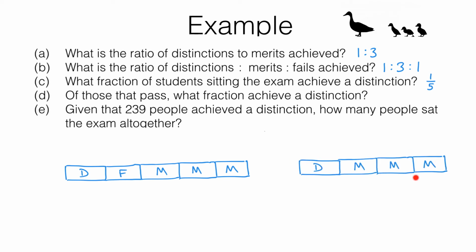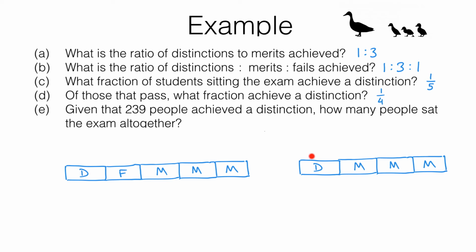What I've got here is the same diagram as I had before, but without the failures. So I'm only looking at the people that passed. And out of the ones that passed, what fraction got a distinction? Well, I've now got 4 equal parts, and only one of those parts represents people who got distinctions. So the fraction of those that passed that achieved a distinction is 1/4.